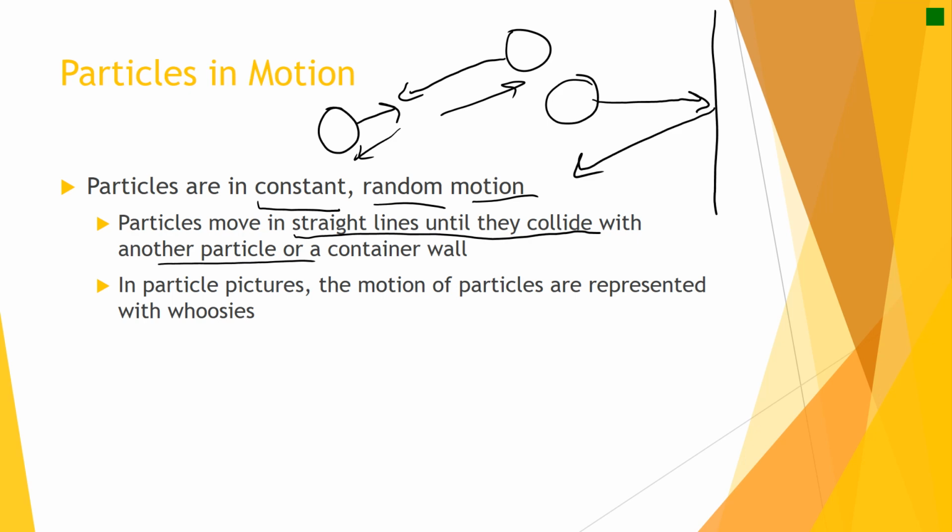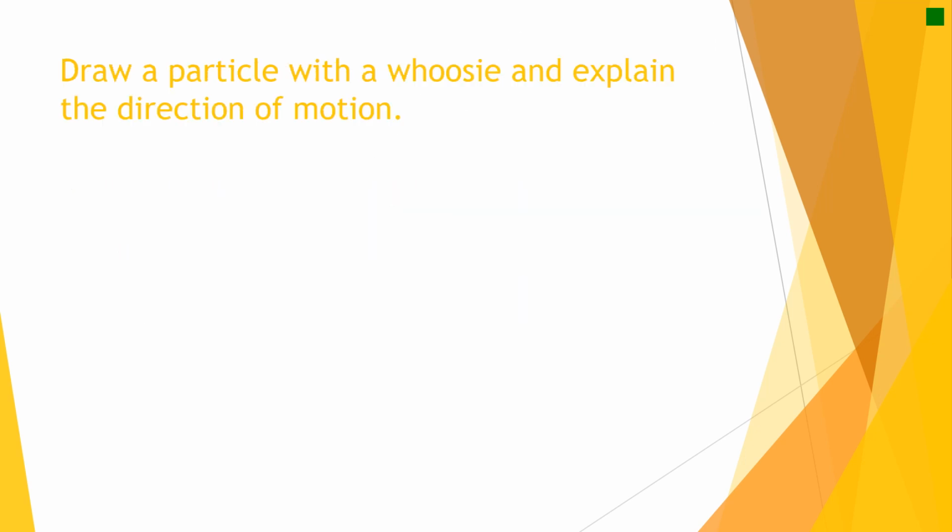For our particle pictures, the motion of the particles will be represented by what we'll technically call whooshies. So what I want to do is show you how we're going to be drawing a particle with a whooshy in this class. A particle is drawn with a circle. You can either draw this or you can draw a colored circle if you wanted to represent different particles. And what we're going to do is draw a whooshy. A whooshy shows the speed at which it's going.